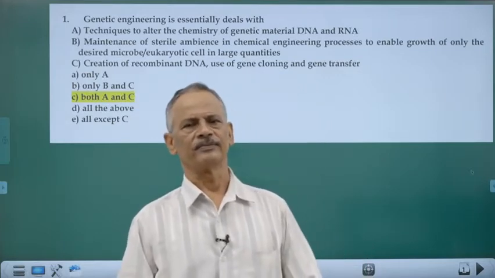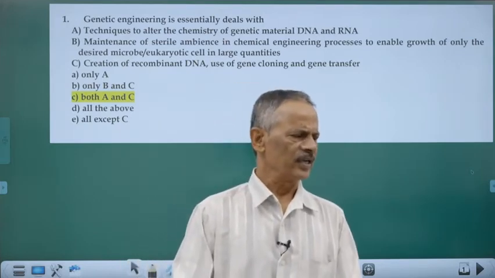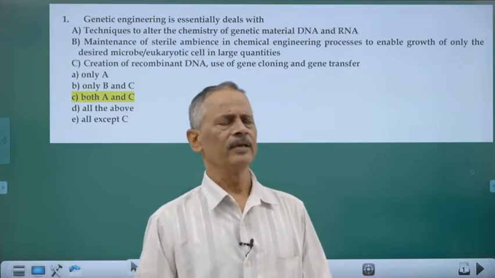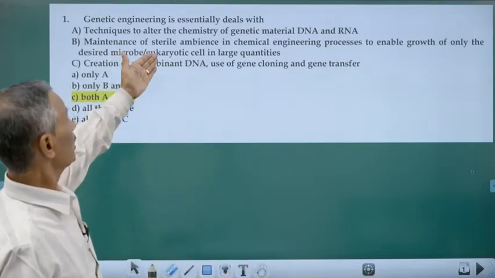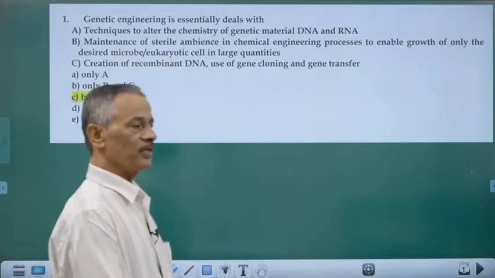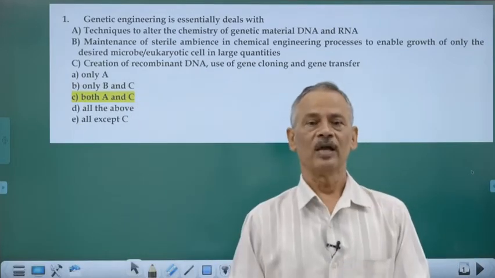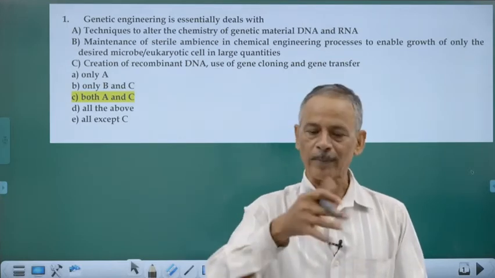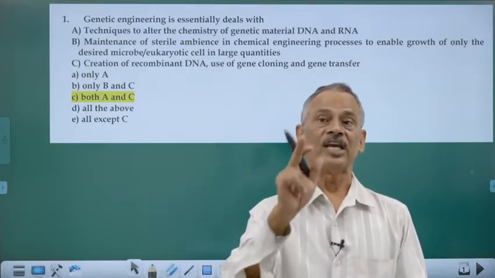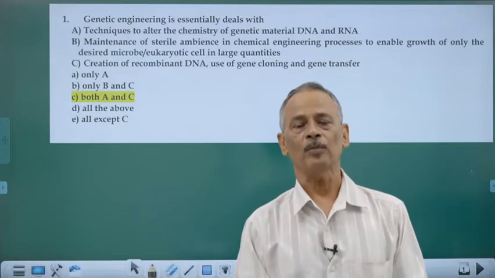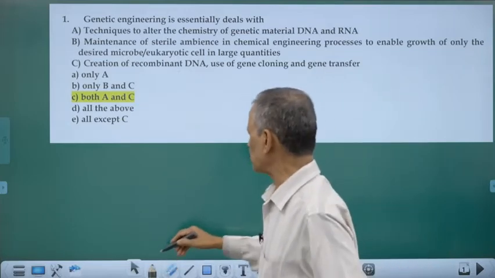Genetic engineering. What is genetic engineering? Engineering with the genes. What are the important features of genetic engineering? A technique to alter the chemistry of genetic material. We are engineering with the genes. What is engineering? Bringing deliberate changes according to our will. You manipulate in such a way that it brings your desired changes. Desired changes are brought about to what? To the genes. That is why it is called genetic engineering. So, the first option.